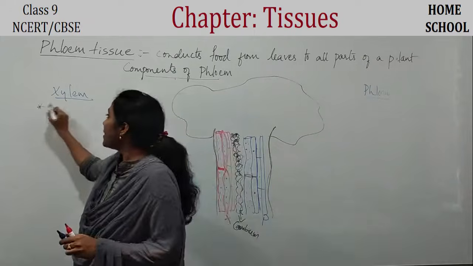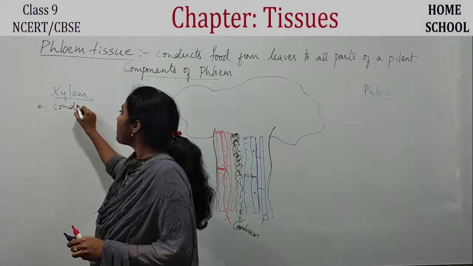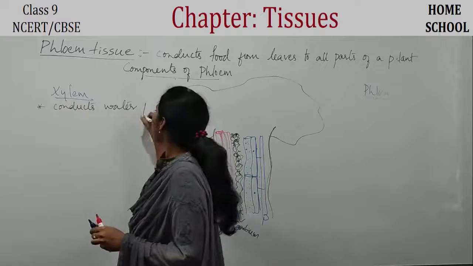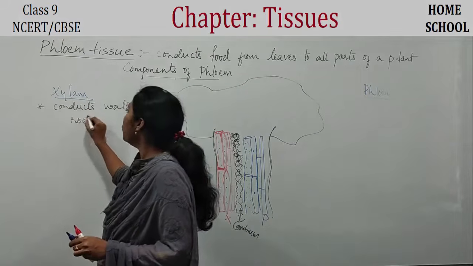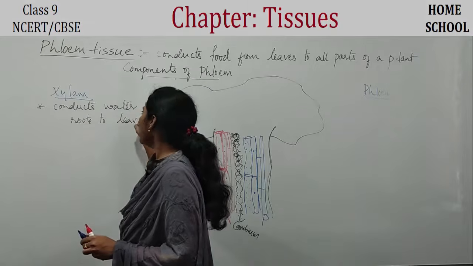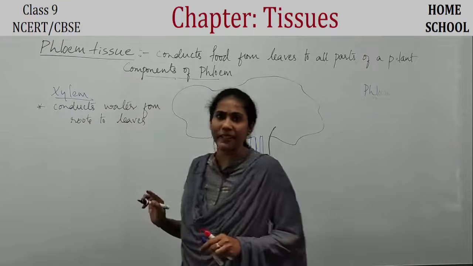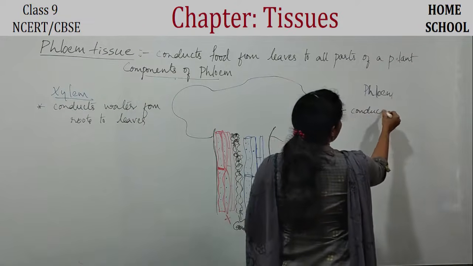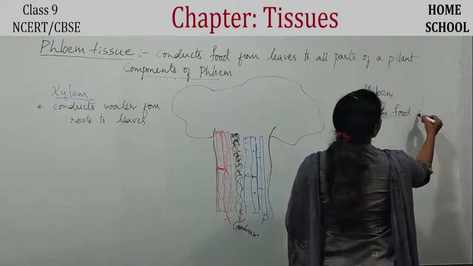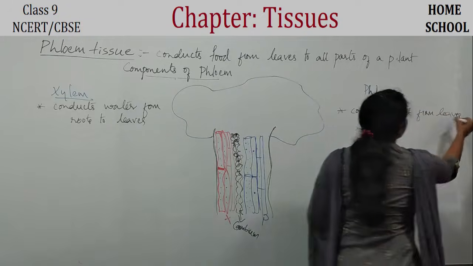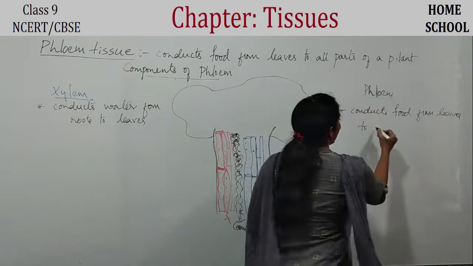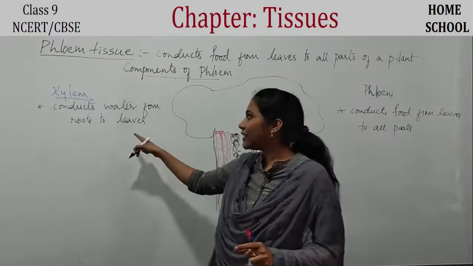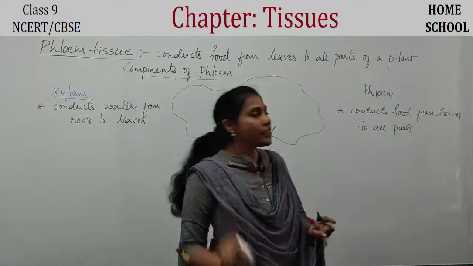See, the very first point is xylem actually conducts water, conducts in the sense carries water from roots to leaves. Not only roots to leaves, roots to all parts of a plant. But what is the work of phloem? Conducts food from leaves to all parts of the plant body. Yes or no? So this is a major difference. This guy actually conducts water and this guy conducts food.